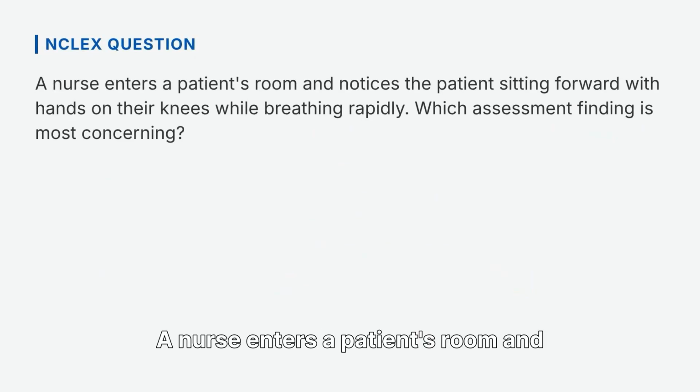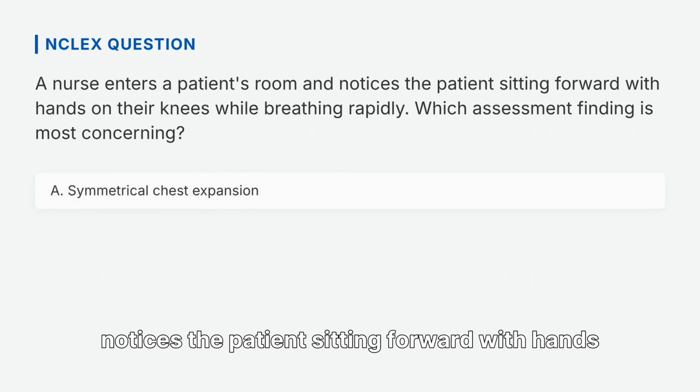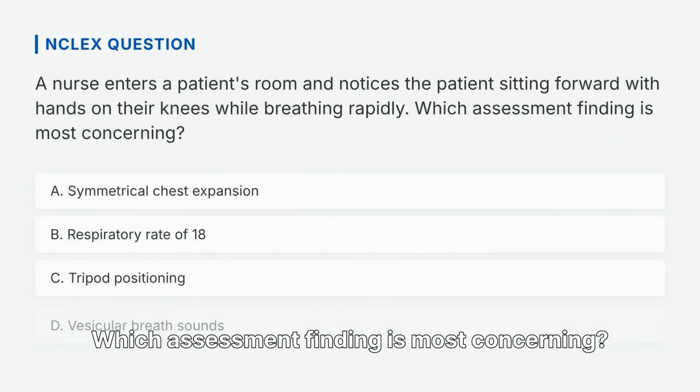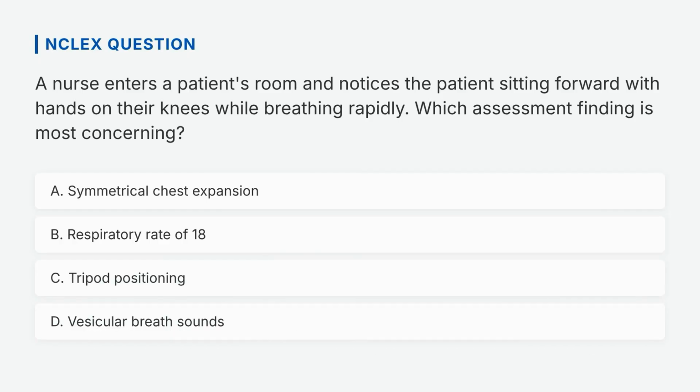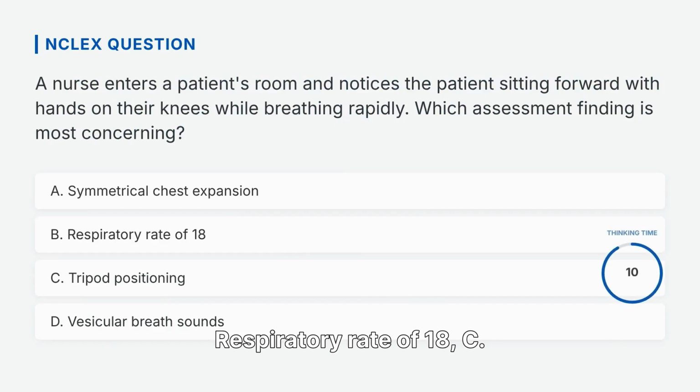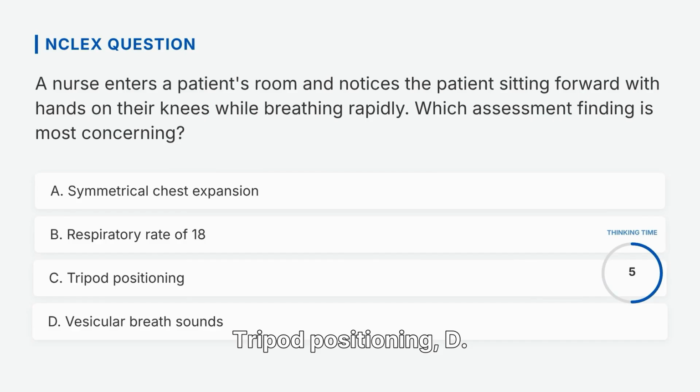Okay, friends, quick question. A nurse enters a patient's room and notices the patient sitting forward with hands on their knees while breathing rapidly. Which assessment finding is most concerning? A. Symmetrical chest expansion. B. Respiratory rate of 18. C. Tripod positioning. D.